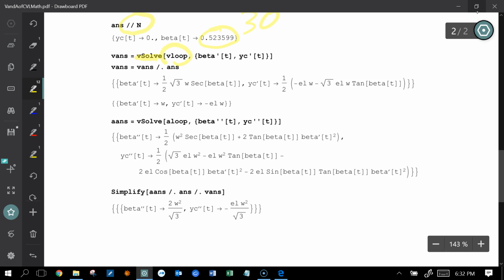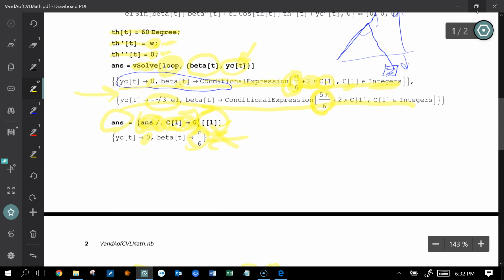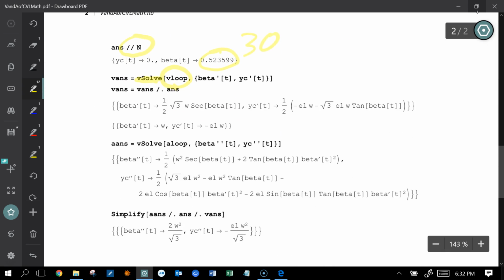So I'm going to solve the V-loop equation. What am I going to solve for? You solve for beta dot and y dot. And then when you solve this, this is what you get. This is the solution of that.